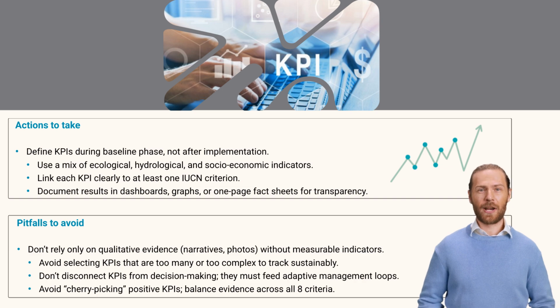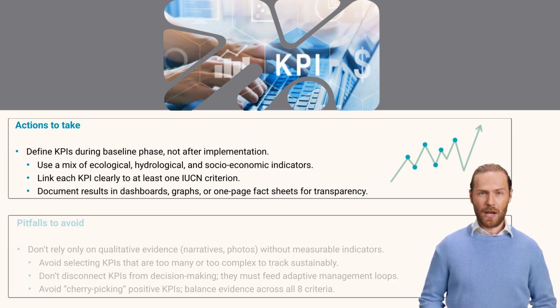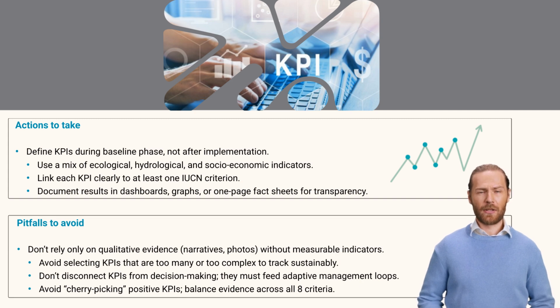Finally, results should be documented in accessible formats such as dashboards, graphs, or concise fact sheets to support transparency and communication. Alongside these actions, there are several common pitfalls that should be avoided. Relying only on qualitative evidence, such as narratives or photos, without measurable indicators can weaken credibility. Selecting too many KPIs or indicators that are too complex to monitor over time can also reduce effectiveness.